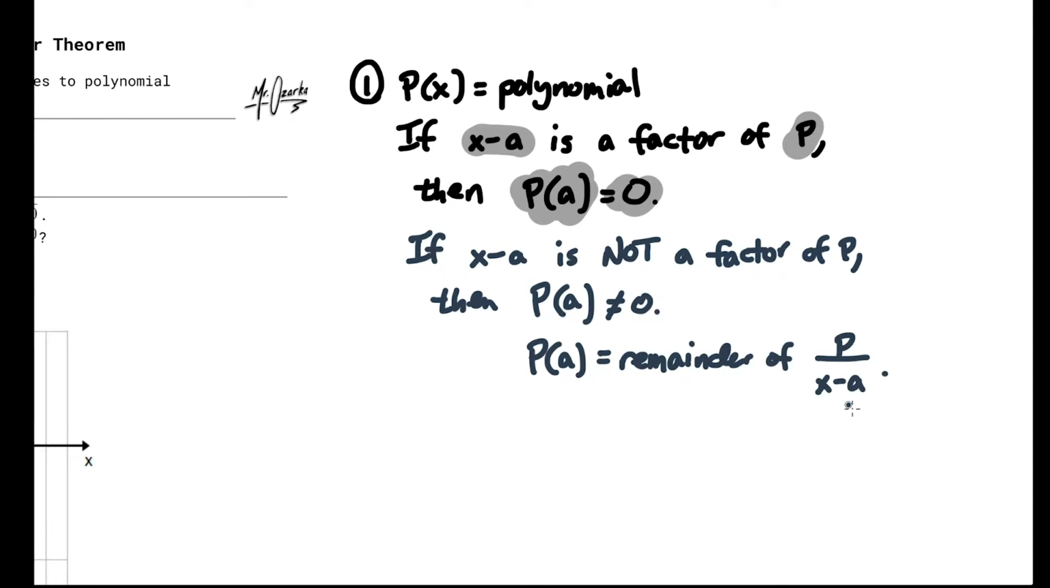Okay, so remainder theorem basically has two different parts for it. You can kind of think of it as like factor theorem and remainder theorem. But the first one is, as I said before, if x minus a is a factor of p, then p of a, if you plug in a directly into p, is equal to 0. Now, if the opposite is true, so if it's not a factor of p, then p of a is not equal to 0. In fact, p of a is equal to the remainder of that polynomial p divided by that x minus a. Okay, so that's basically the answer for number one.